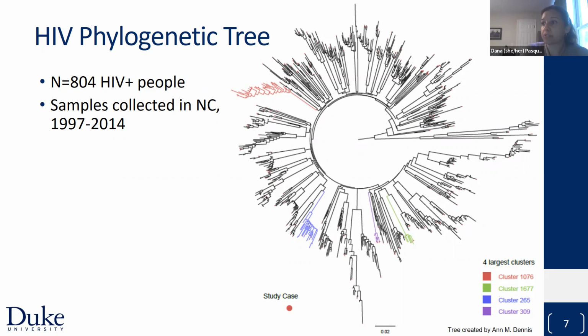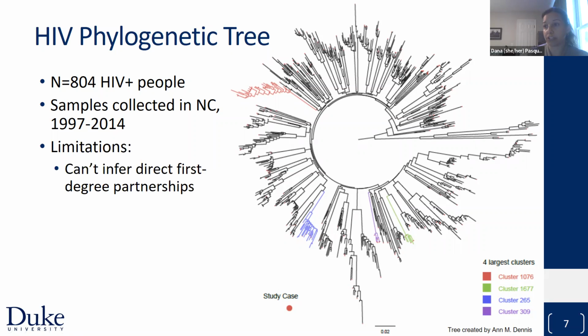So we can use the sequences to group people together by similarity, and then we put them in a cluster. Those are inferred transmission clusters, which are in people that have very similar HIV infection. And we can do this because the virus mutates over time between people as a result of selective pressure. So in this tree, I said the samples were collected in North Carolina from 1997 to 2014.